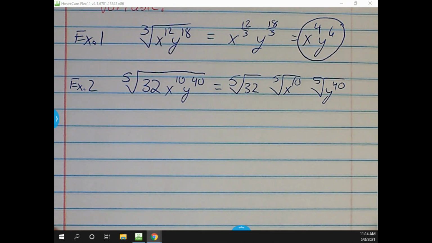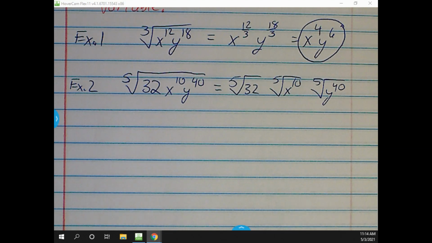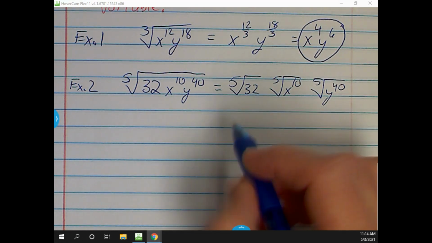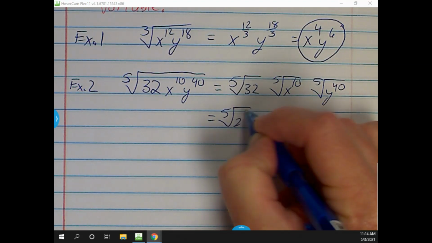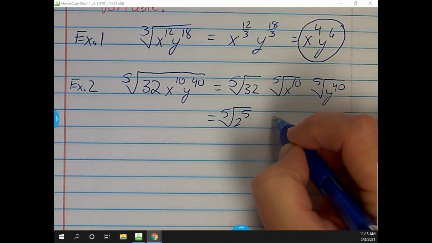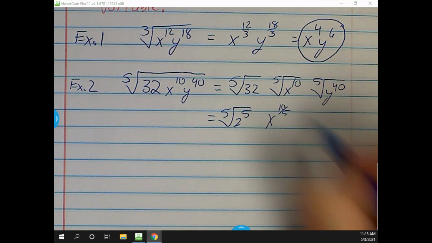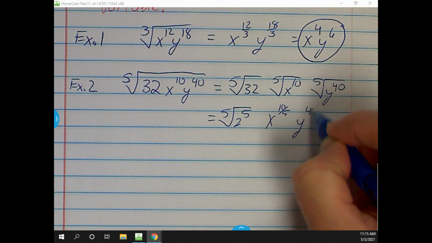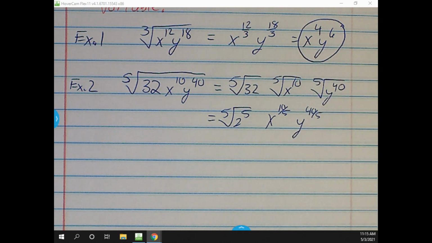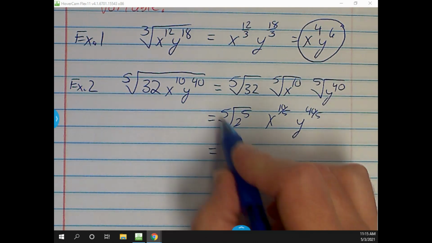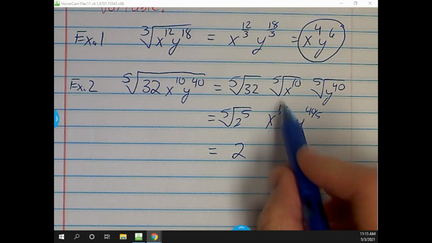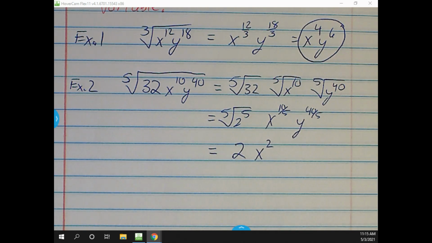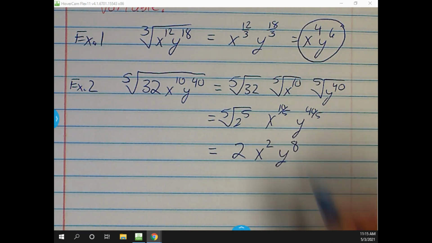So you can do each one and break it apart in little pieces. If you go back and do the fifth root of 32, that was the same thing as 2 to the 5th. For the x, we're going to take 10 and divide it by 5. For the y, we're going to take 40 and divide it by 5. Well, fifth power and fifth root cancel each other out. That's just a 2. For the x, 10 divided by 5 is 2, and then 40 divided by 5 is 8.